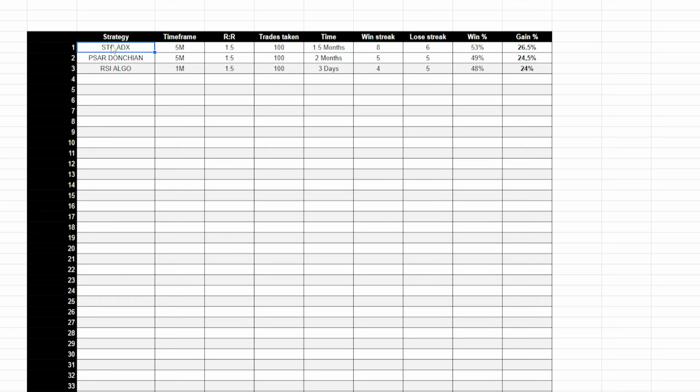I prefer the STC ADX one. It gave us a little bit more of a gain, but if you really like this strategy and you also add it to your portfolio while trading, you can check both at the same time. So you can get more entries like this. You can just switch strategy in between because you can create templates in TradingView.